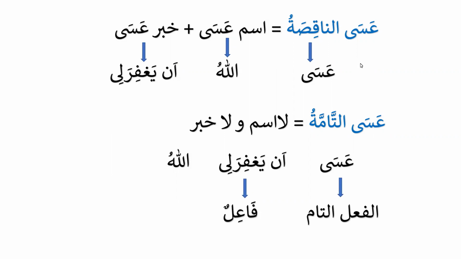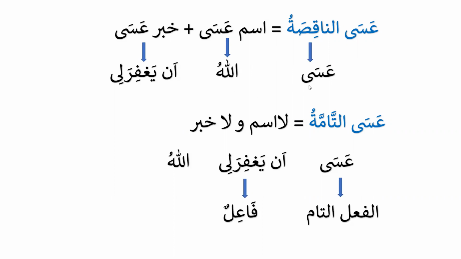For example, we have kana, we have asa, and then kana and the family of kana, like laysa. All of them are called al-af'al an-naqisa. So first we see here asa an-naqisa. That means asa has two types. When we say an-naqisa, that means it has mubtada and khabar, and we know that mubtada and khabar change into ismu asa, and then khabaru asa.